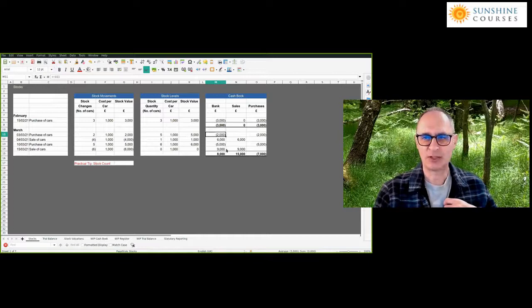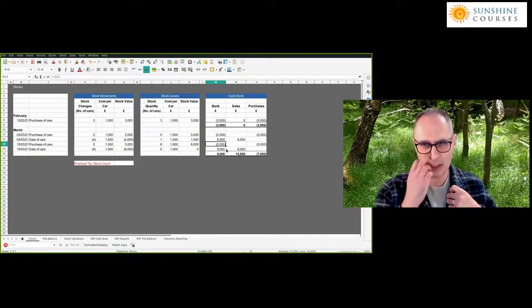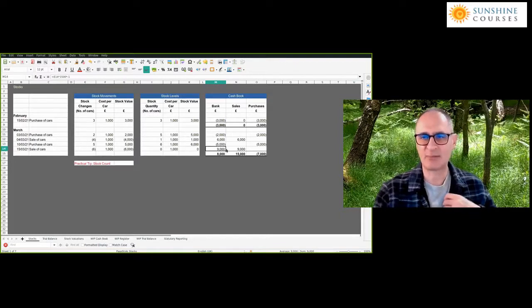In March, we pay out £2,000 for cars. We then sell the 4 cars for £6,000. We then buy another, spend another £5,000 on cars, and then we can get £9,000 revenue for all of them. And we've done our double entry bookkeeping. So with our sales, we debit bank, credit sales for that £6,000.